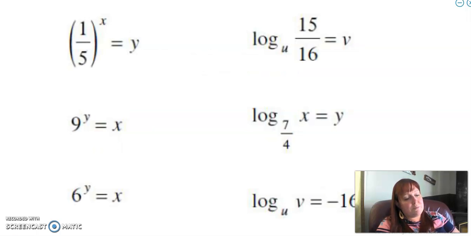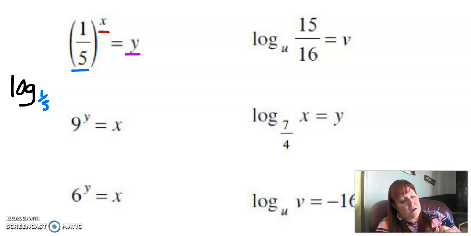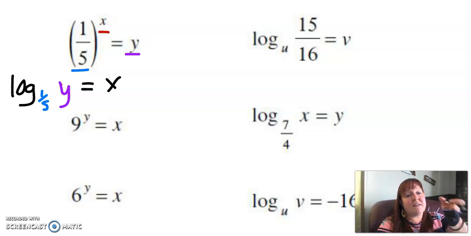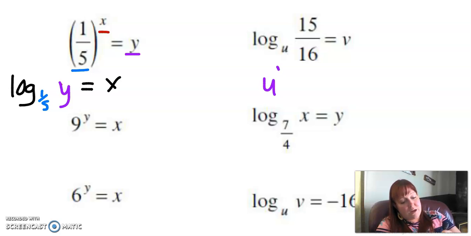So these ones are just converting between log and exponential form. Because we have two variables, you're not actually solving them, you're just trying to switch them around. So we just switched base, exponent, argument. So this is going to be log base 1/5 of y equals x, because a log is an exponent, so the answer to the log is an exponent. Now we're going to switch this around to exponential form. So we have the base of u, an exponent of v, and an argument of 15 over 16.